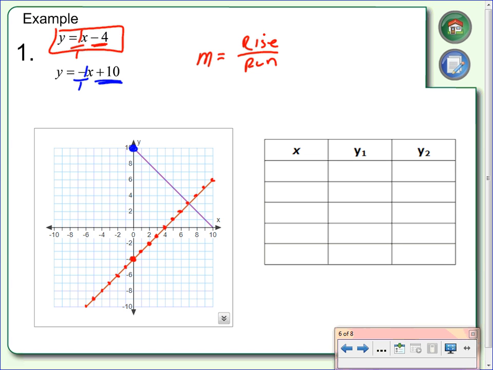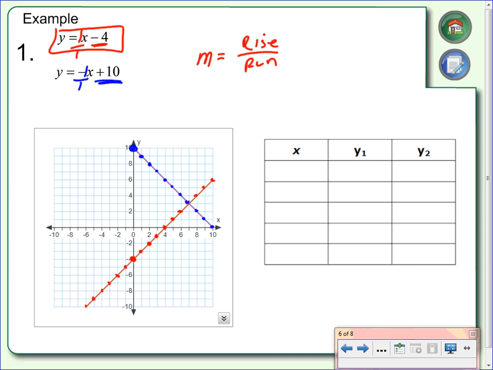So TJ, since -1 over 1 is our fraction, or our slope, what is that telling me to do? What's the -1 telling me to do? Go up 1 or down 1? Down 1. And how many to the right? 1. So from my y-intercept, I'm going down 1 to the right. Down 1 to the right. Continue doing that until you run out of room. You can't do that anymore. The more points you have, the straighter your line's going to be.